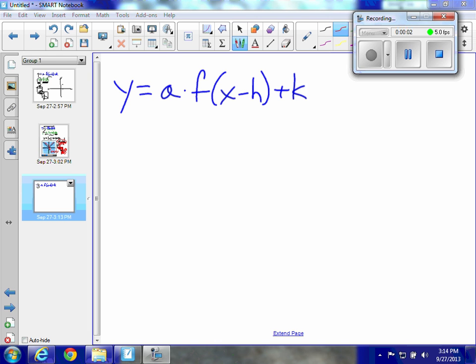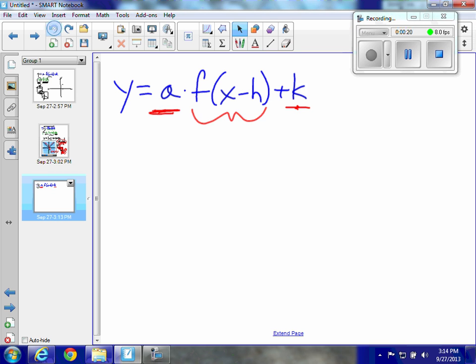Let's now turn our attention to the A. Now I know we just did K, but instead of doing H, I want to talk about A. And the reason I want to talk about A is because just like K, A is outside of the function. It's going to make it a little bit easier to understand.